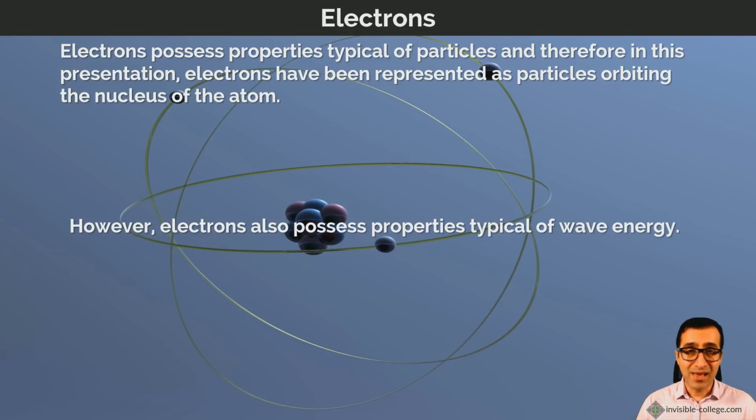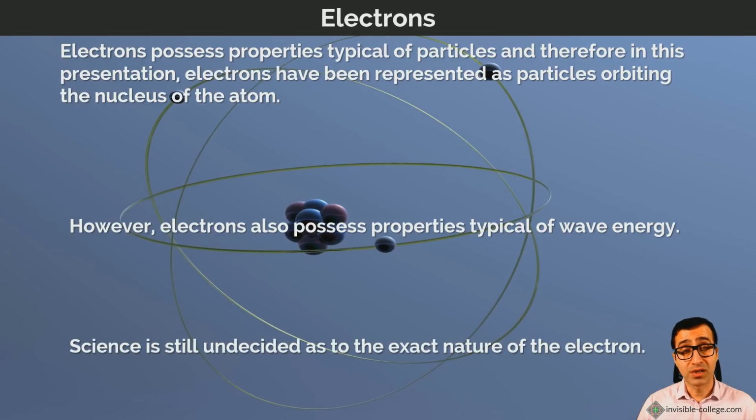Now, we can say that both models are accurate, or both models are useful under different circumstances, but the exact nature of the electron is something that is undecided overall. Both models are useful under different circumstances.